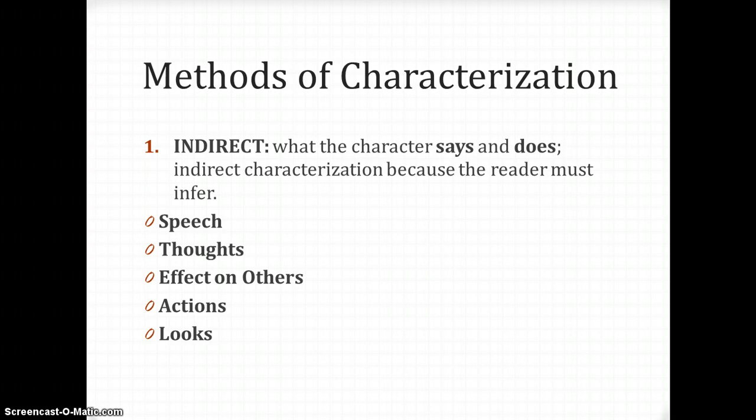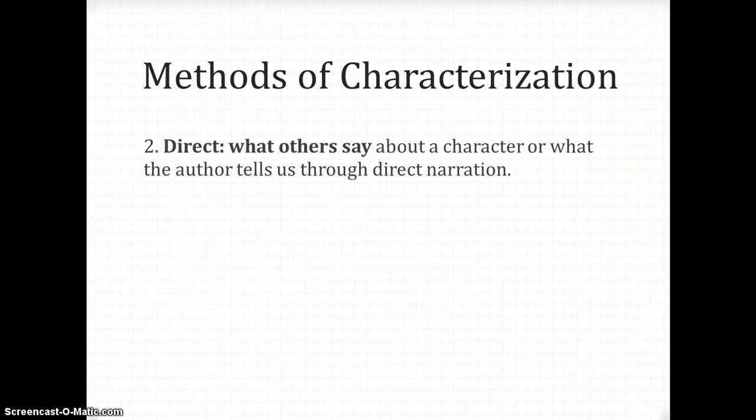The exact opposite of indirect characterization is direct characterization, which focuses on what the author says about the characters. The author tells us exactly what the characters are like through direct narration. If you look at your example on your notes, it reads, "The patient boy and quiet girl were both well-mannered and did not disobey their mother." In this example, patient and quiet describe our two characters, the boy and the girl.